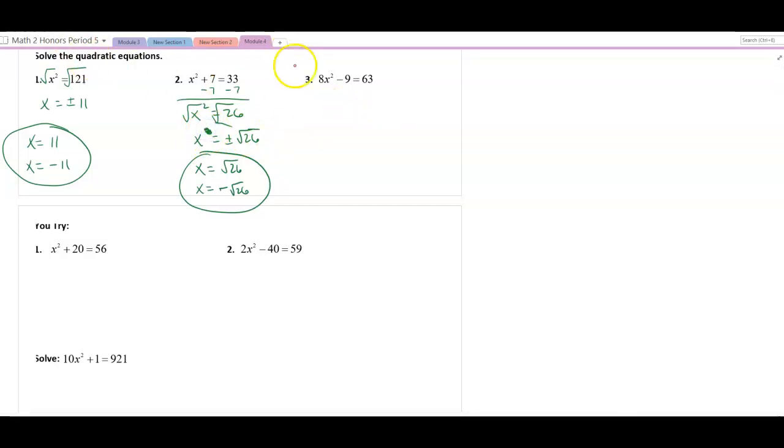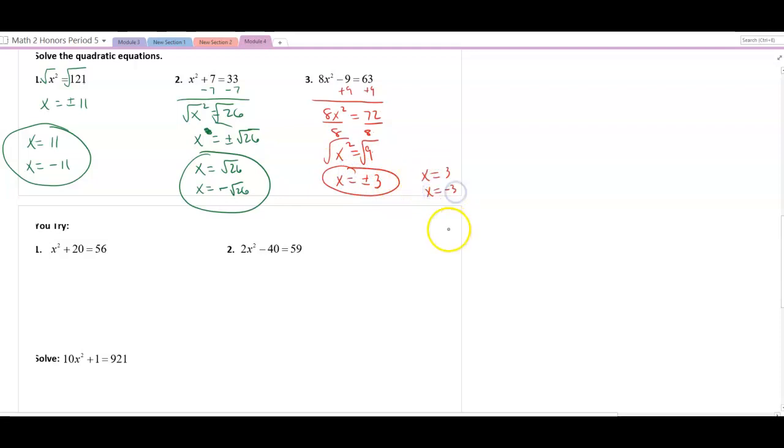For the next example, the first thing I'm going to do is isolate x squared by adding 9 to both sides. That gives me 8x squared equals 72. Then I divide both sides by 8, and I get x squared equals 72 divided by 8, which is 9. To get rid of the exponent 2, I take the square root of both sides, and I get plus or minus the square root of 9, which is 3. You can write your final answer like this, or you can break it into x equals 3 and x equals negative 3.